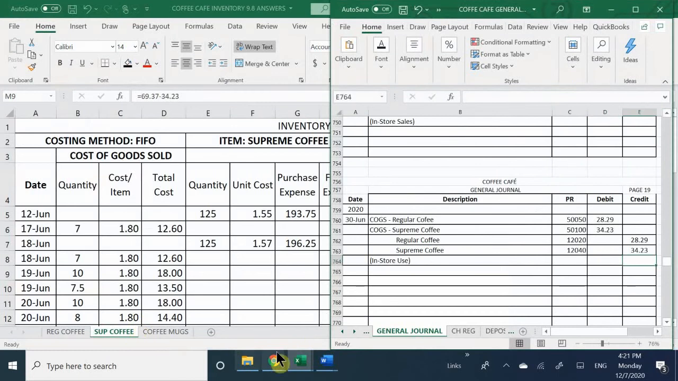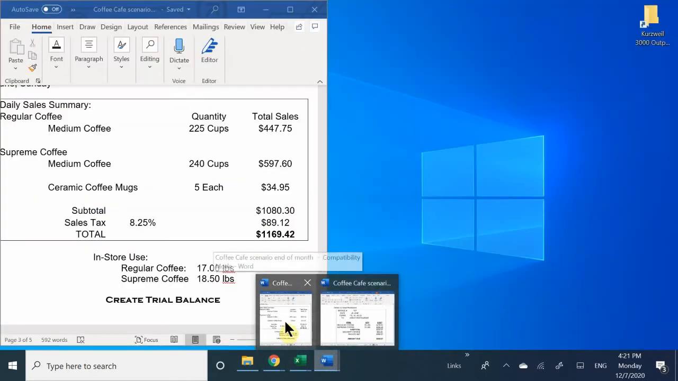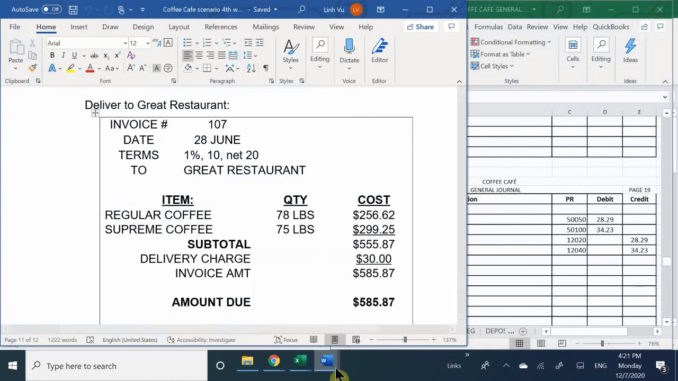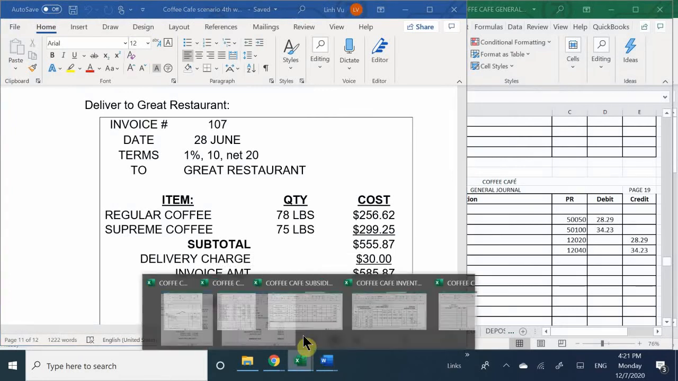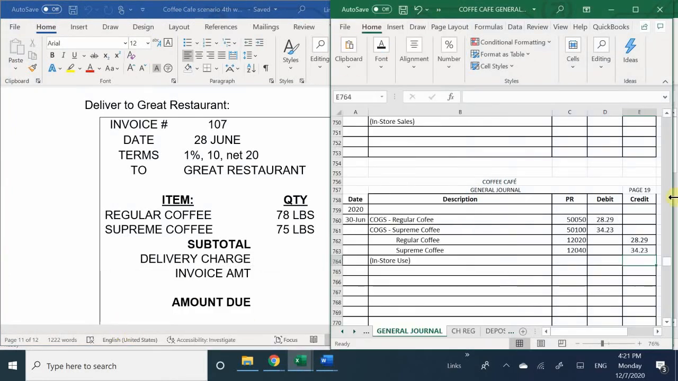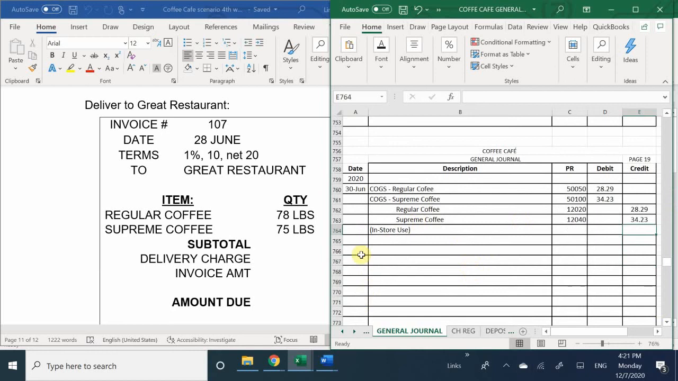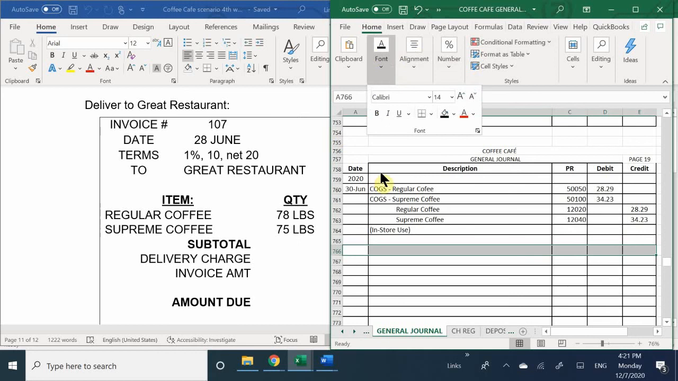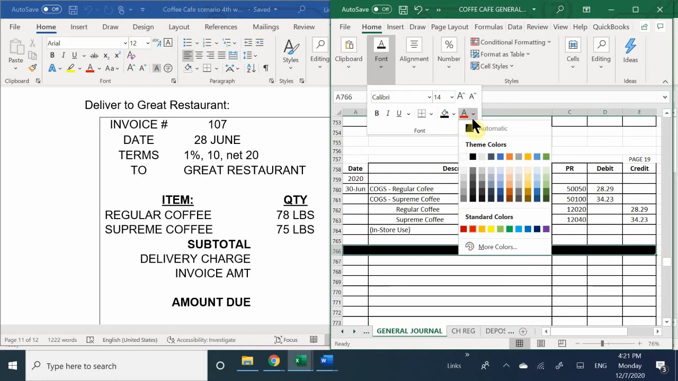We're done with our journals for the 30th. All right, so go ahead and save your journals because we will use them later on when we do our adjustments. So let me go ahead and highlight this and black it out.